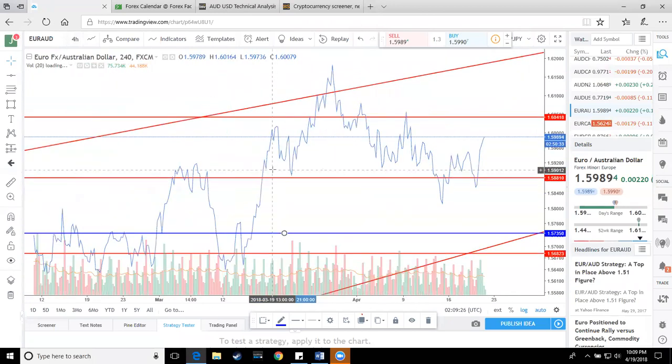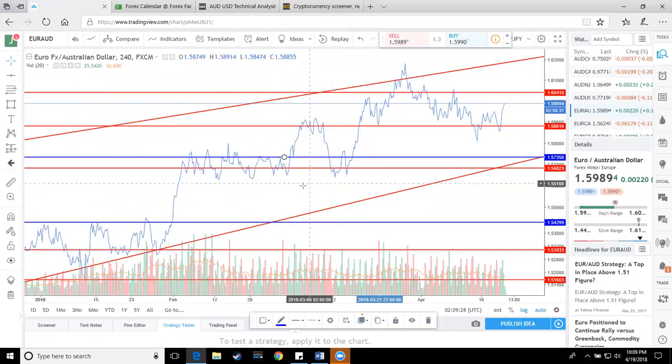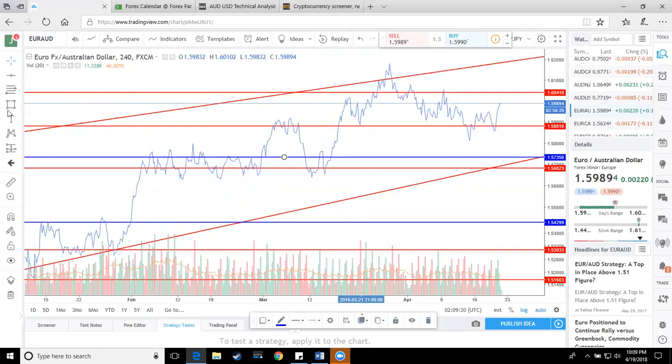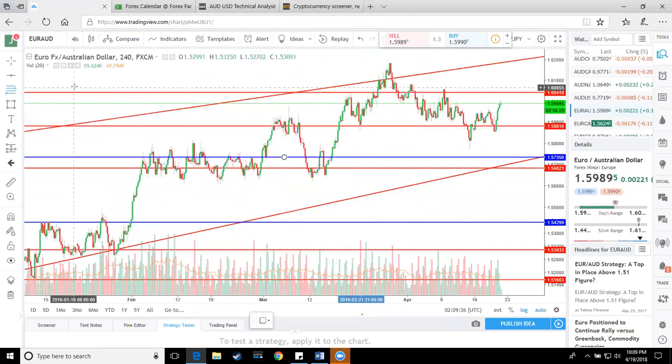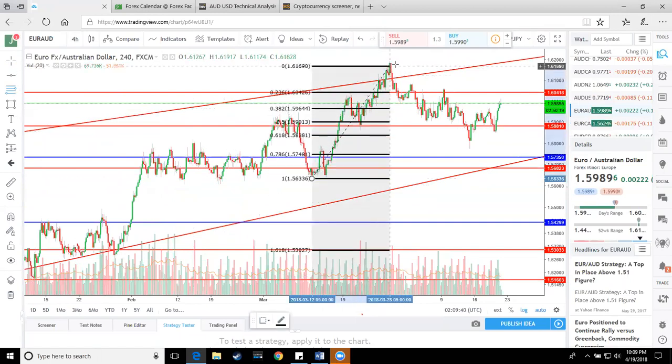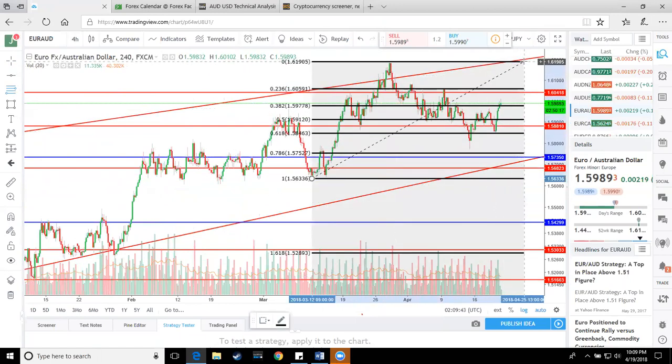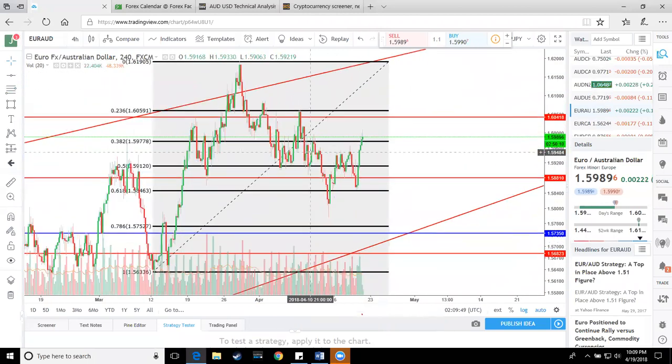So we'll come in here to our 4-hour. This is where I'm going to mark up my Fibonacci. So I'm going to look for the previous trend. Switch my candles. Lowest point to highest point. Drag it over. Now you can see you're looking for which zones are respected.